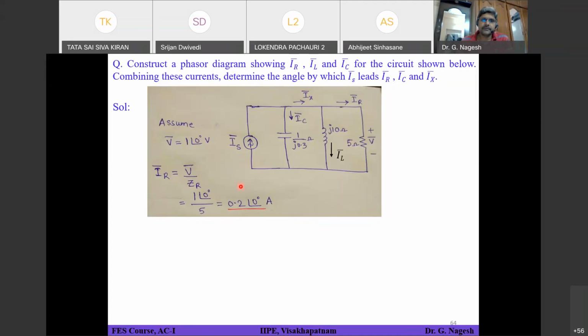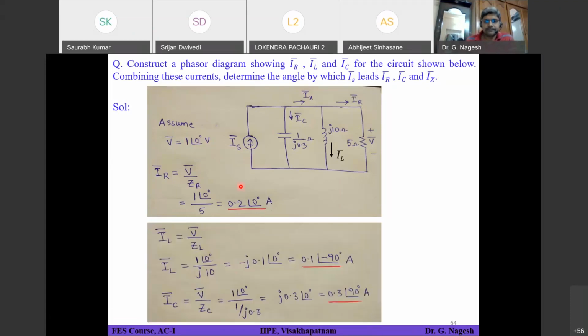IL is equal to 0.1 at an angle of minus 90 degrees. So that is obviously expected. We are expecting the inductor current to lag the voltage and the capacitor current to lead the voltage, and voltage is 1 at an angle of 0 degrees. So that seems to be right. IL we got 0.1 at an angle of minus 90 degrees, IC 0.3 at an angle of plus 90 degrees.